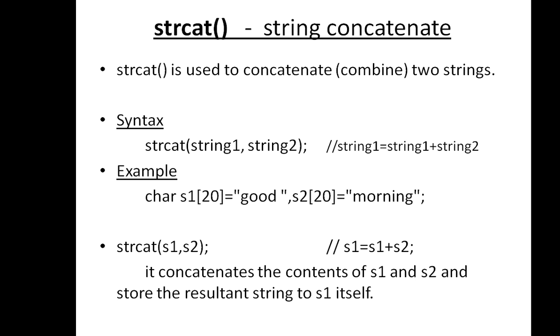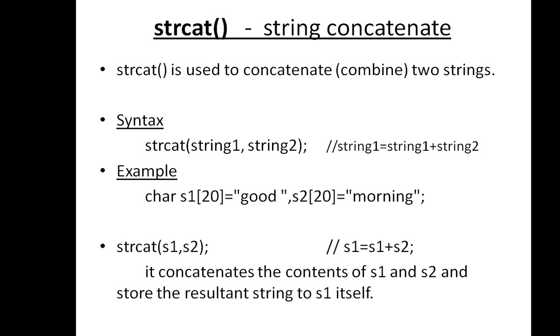Next we are going for string concatenate, strcat, and here we use it to combine two strings. So the syntax is going to be string concatenate of string 1 comma string 2. What it will do is combine both string 1 plus string 2 and the resultant string will be stored into string 1 itself. I'll tell you with the help of an example so you will understand it clearly.